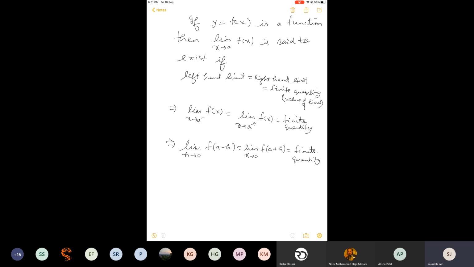See, in the left hand limit, what are we doing? We are putting a minus h in place of x. You can see here, in the right hand limit, we are putting x equal to a plus h. So right and left hand limit is understood: something greater than a, something less than a. So a plus h, a minus h. And what is h itself? Where h is itself a negligibly small positive quantity.